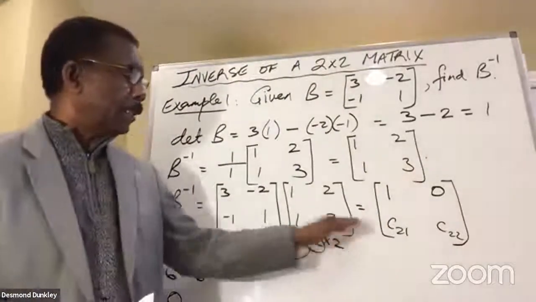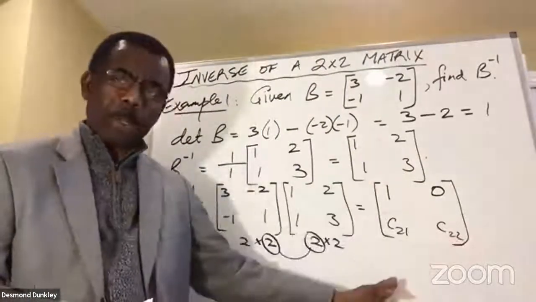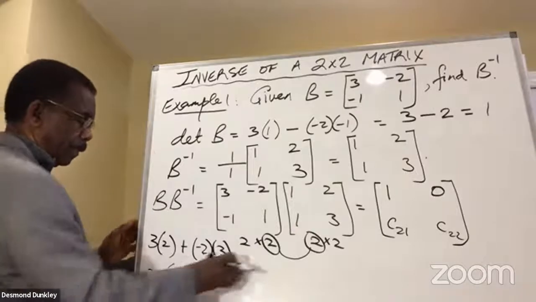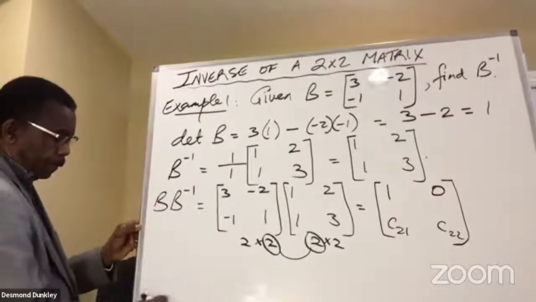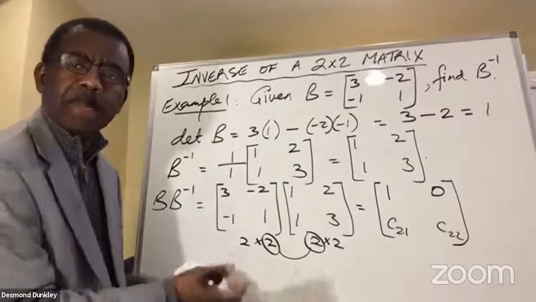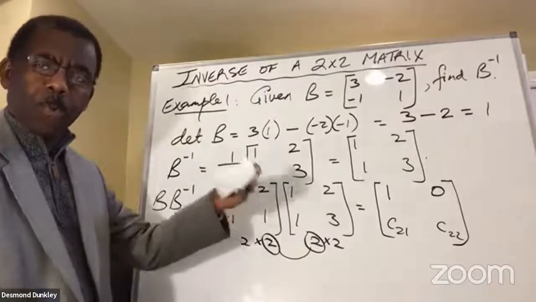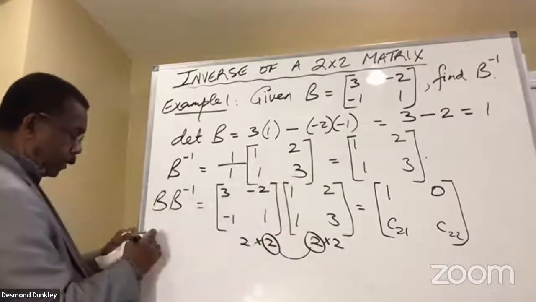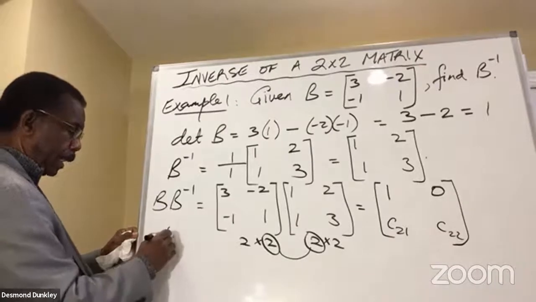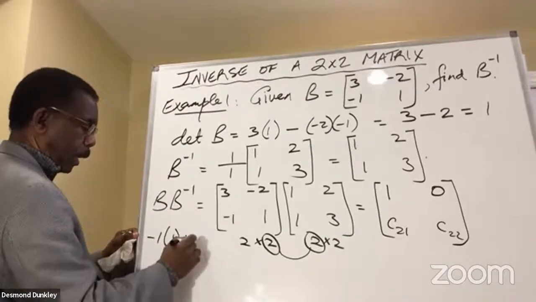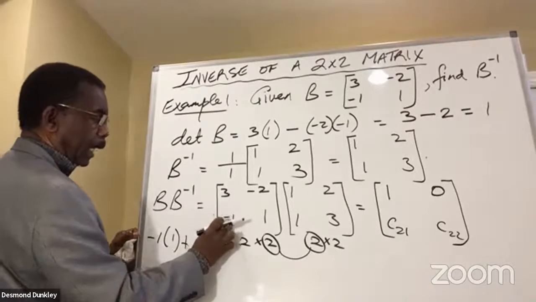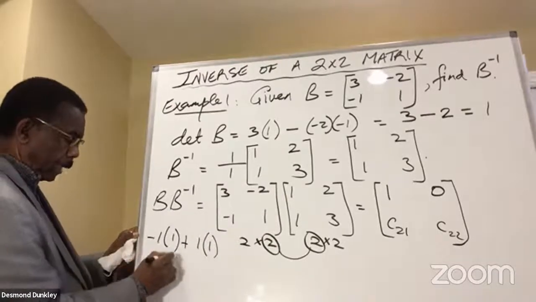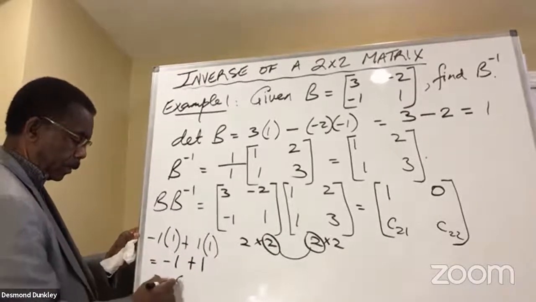Now, what position is this? This is the second row, first column. We're going to take the second row times the first column. I'm just erasing because I need the space, that's all. Because this would be part of your work if you were showing all the stuff you're doing. So the second row times the first column, so it's going to be -1 times 1 plus 1 times 1, equal to -1 plus 1, equal to 0.